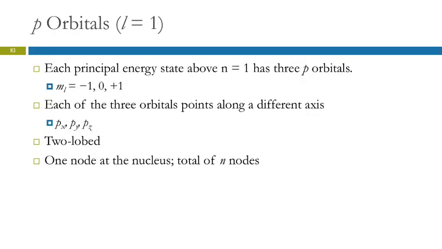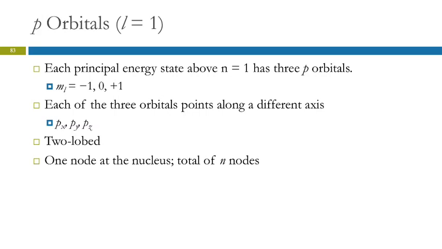When L equals 1, we call those p orbitals. Each principal energy level above n equals 1 has 3 p orbitals, because when L equals 1, m sub L can be -1, 0, and +1. So you've got 3 different possibilities. m sub L tells us the orientation of those orbitals. And the p orbitals have 2 lobes with a node at the nucleus. They will also have additional nodes depending on which energy level they're in.